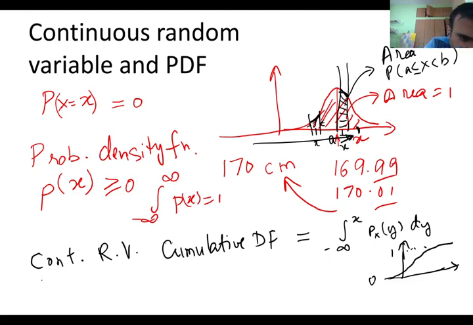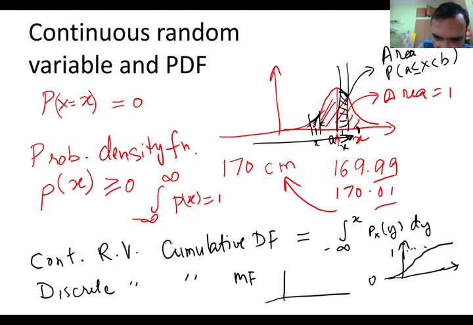Similarly, for a discrete random variable, we will have a cumulative mass function, and that will look similar to this, except that it will have steps. It will start with 0 at minus infinity and ultimately reach 1. Where will it take a step? Wherever the value of that variable is. So let's say 0, 1, 2, 3. For 0 it was some small value, and before that it was 0.